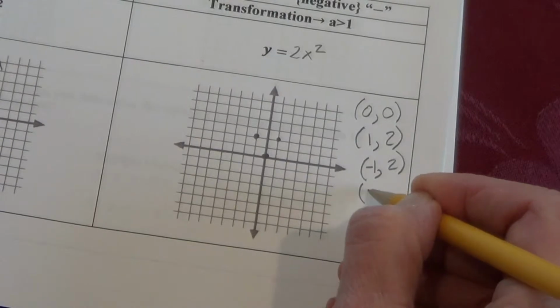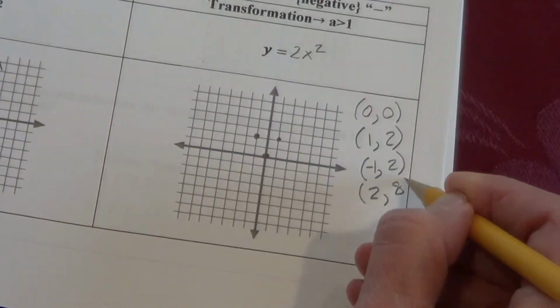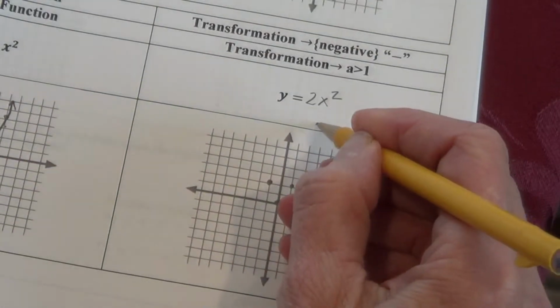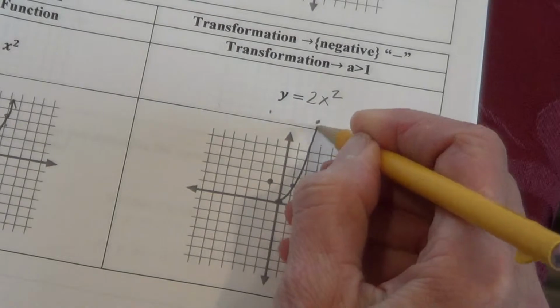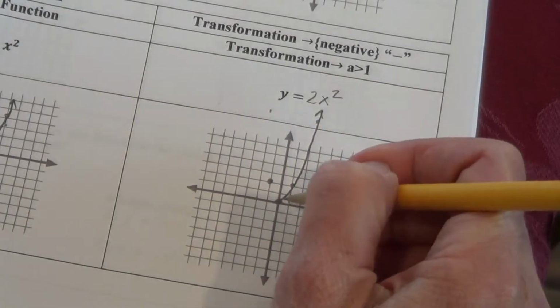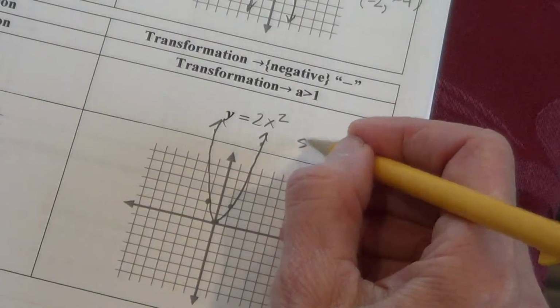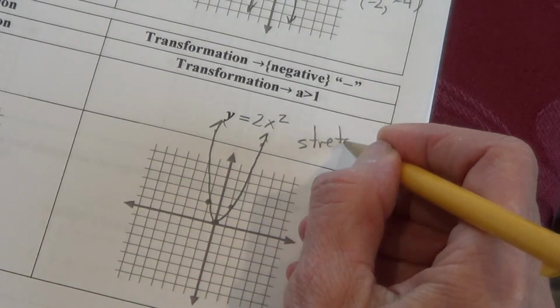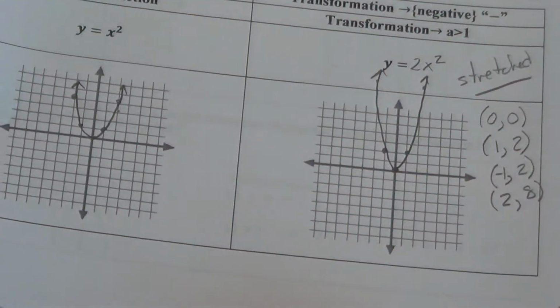Now we go to 2. 2 squared is 4, times 2 is 8. So that takes that one clear up here off of our graph. So when we change that a value to something bigger than 1, it stretched it off the x-axis.